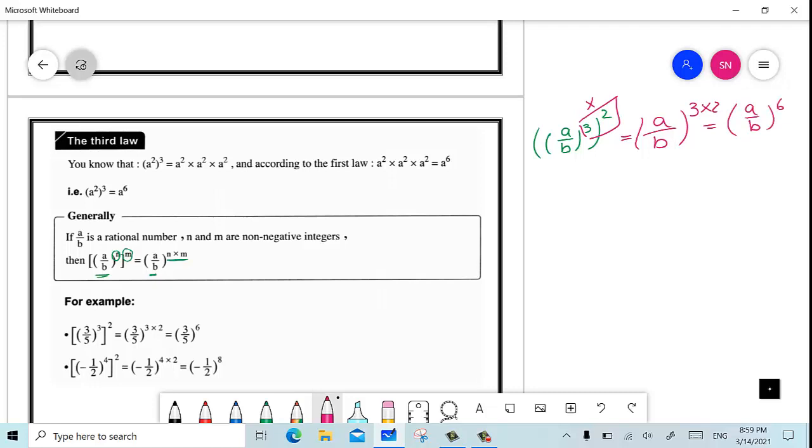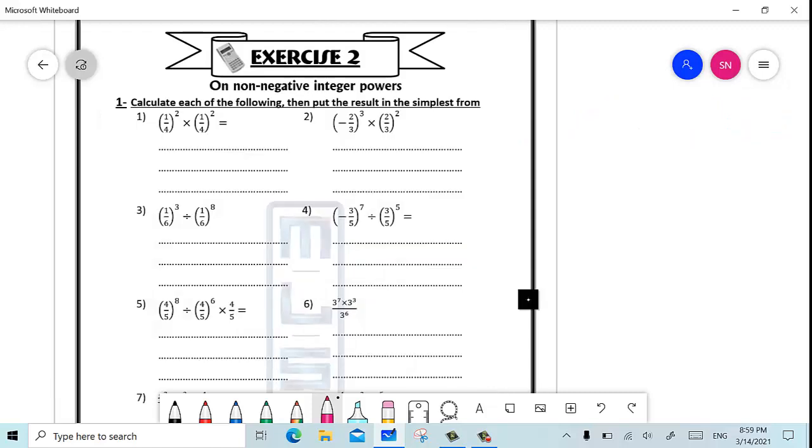So now we are ready to go and solve examples on this lesson. Let's open our binders, page 5. Let's go now and start solving. Question number 1, calculate each of the following, then put the results in the simplest form.